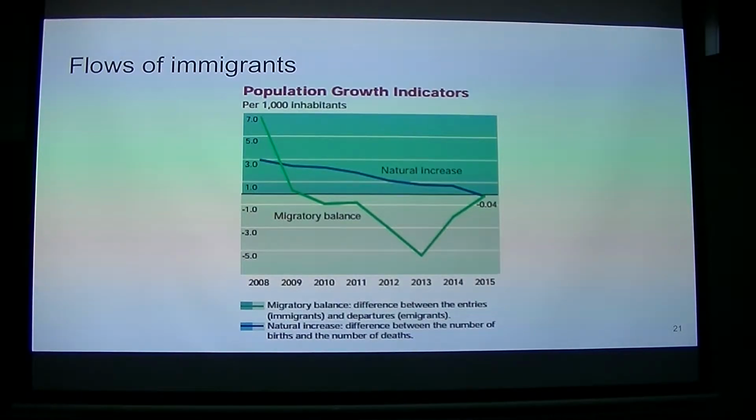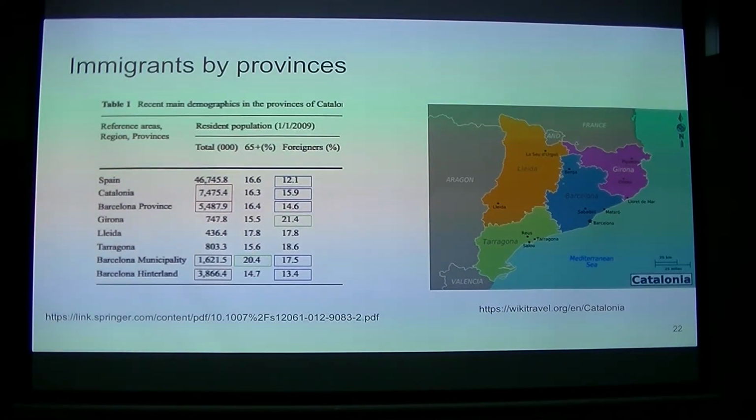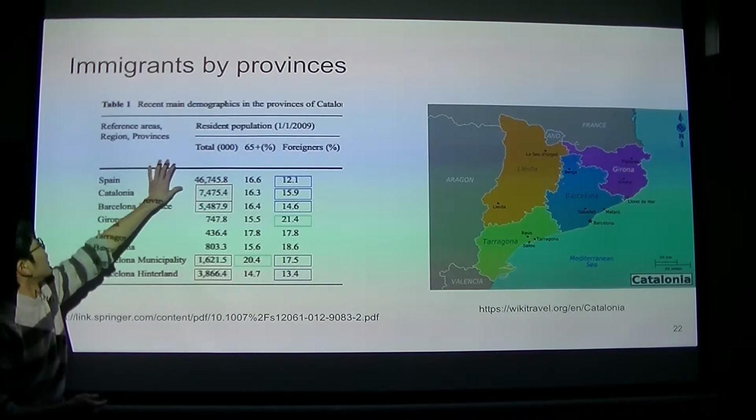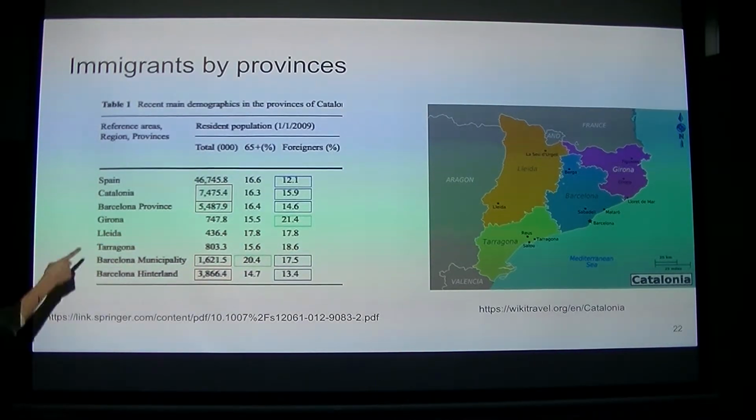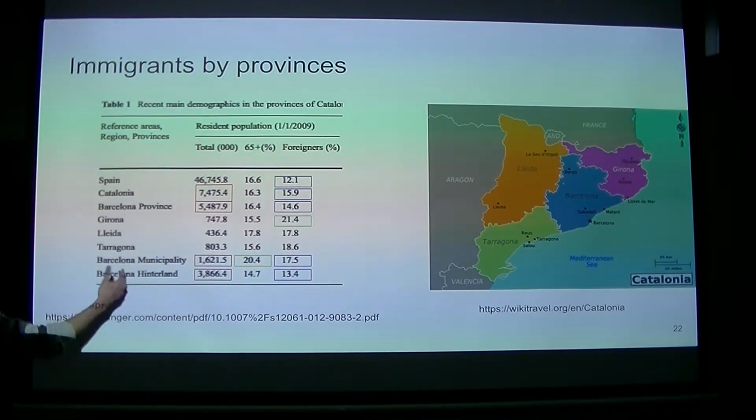And next, let's see the immigrants by province. It doesn't mean that Catalonia is evenly developed, but there are urban places and rural places. Please look at this graph. First, Barcelona province is almost 5,000, but Barcelona municipality is very urbanized. It is about one third, and the rest is two thirds.